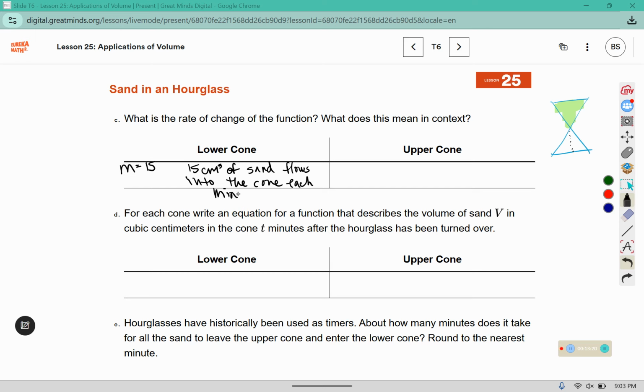The bottom cone is getting more and more sand. But the upper cone is going to start to lose sand. So that rate is going to be negative 15, which is 15 centimeters cubed of sand is removed or lost or fallen each minute.